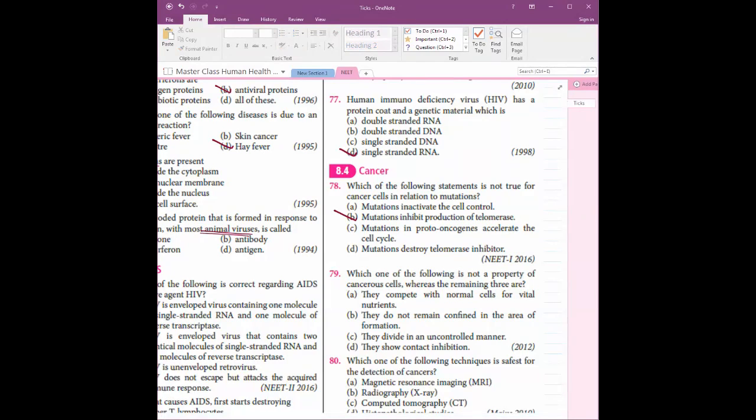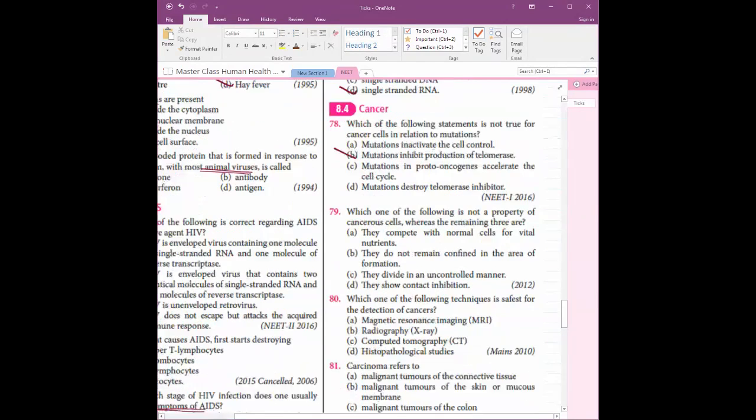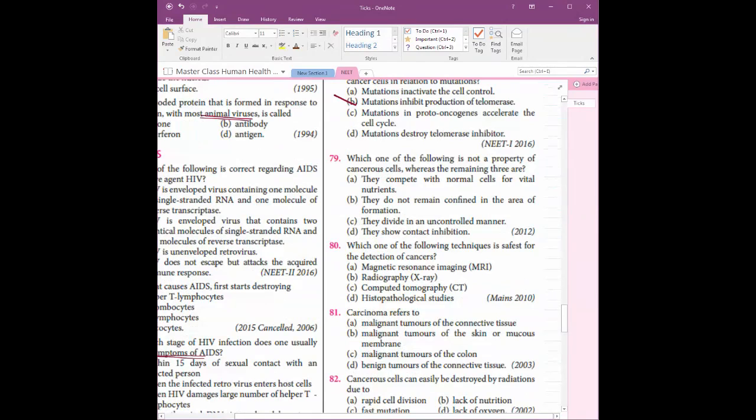Okay, next thing, which one of the following is not a property of cancer cell, whereas the remaining three are? They compete with normal cells for vital nutrients. They do not remain confined in the area of formation. They divide in an uncontrolled manner and they show contact inhibition.